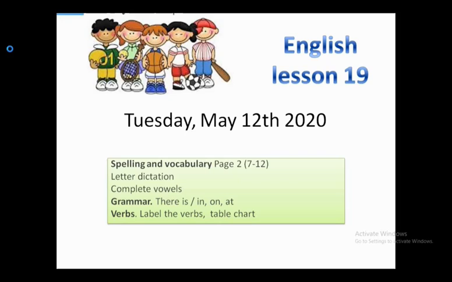After that, we are going to do some activities in grammar. There is first of all, and later we are going to work with the right preposition, okay, adding in, on, or at according to each image. And finally, we are going to label our verbs and we are going to complete our table chart, okay? So pay attention that all these exercises are in your notebook, okay? Except the page 2 that is in your contract. So that is all for today. So let's get started then.